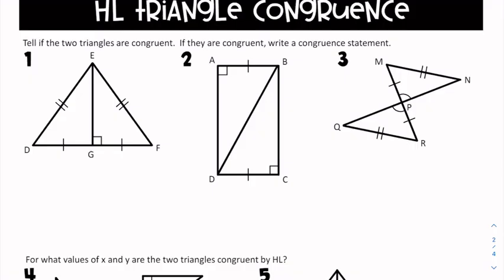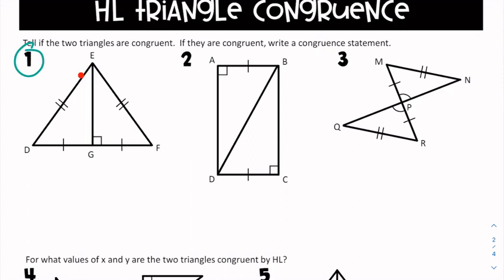Number 1, tell if the two triangles are congruent. If they are congruent, write a congruent statement. And we are only worrying about the HL triangle congruence rule, so that's hypotenuse leg. So we're going to look at number 1 together. On number 1, the first thing we need to identify is, are these right triangles? And this little square here means this is 90 degrees on both sides, which means yes, this triangle and this triangle are both right triangles.